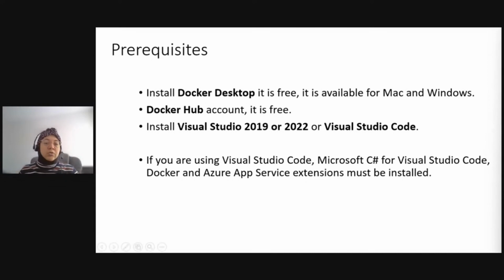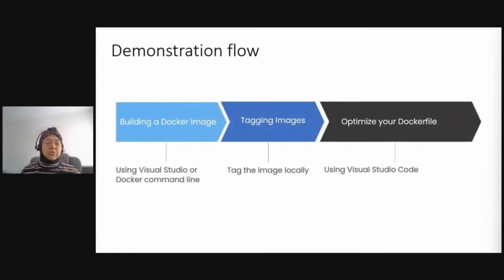As soon as your environment is ready, we will start the different demo. So we start by creating and building a Docker image. We will use a basic Dockerfile. We show you how we can add it in Visual Studio Code.